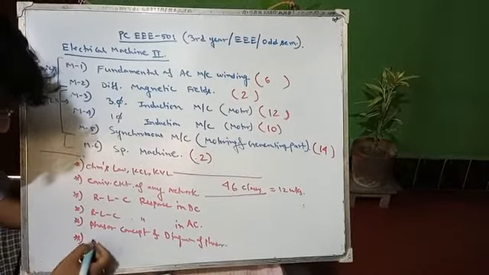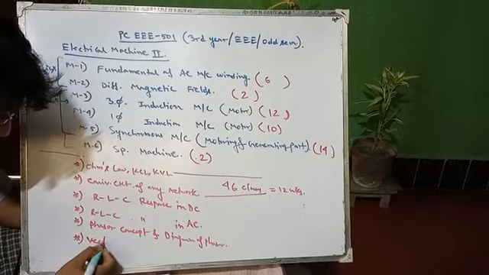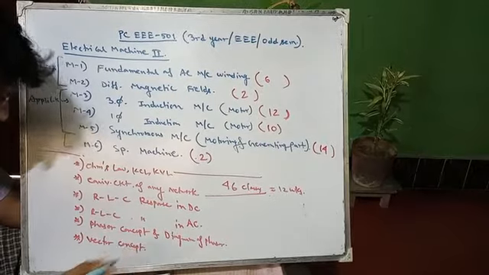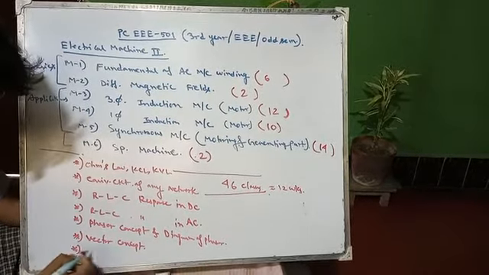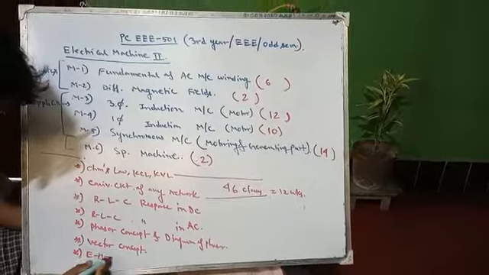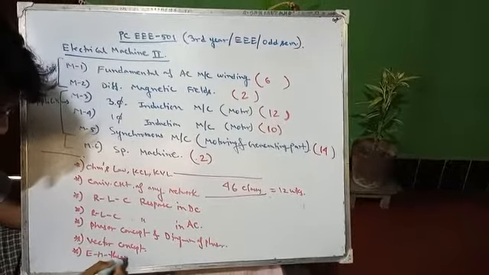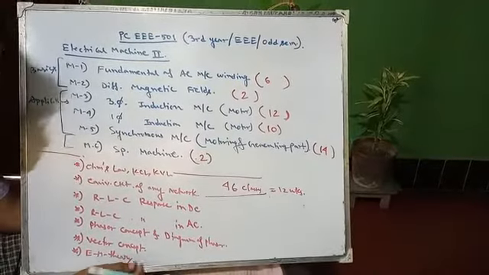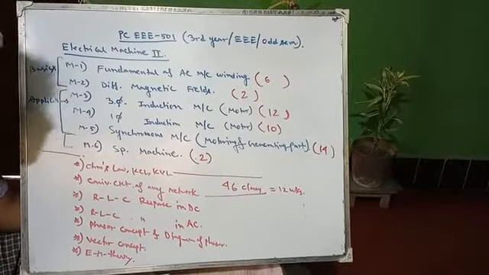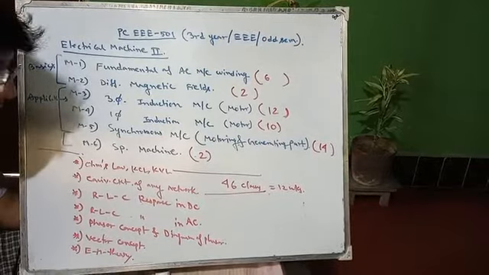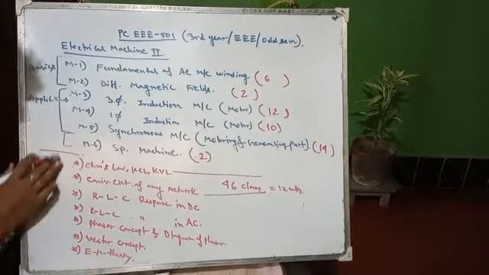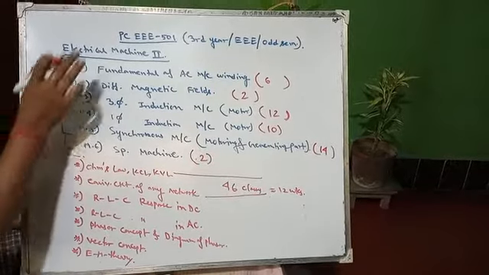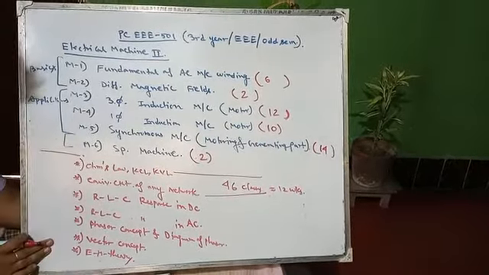And next, vector concept and EM theory. EM theory means the formulas: the Faraday law, Lenz law, Biot-Savart law, Ampere circuital law. These types of laws you have to learn. So these are the topics you have to learn before entering electrical machine 2.